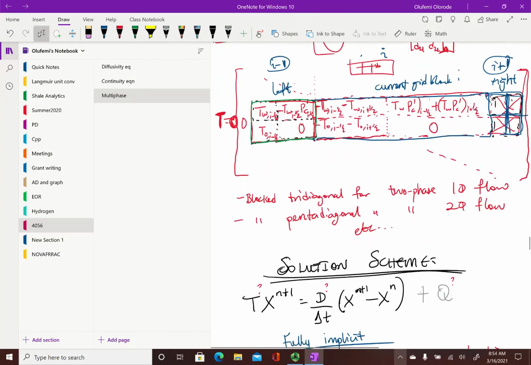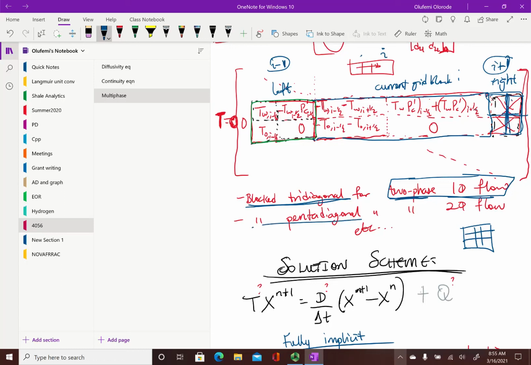And then for those that love to implement this in code, it's pretty much laid out for you. So for two-phase 1D flow, which is what we just did now, what you have is a blocked tridiagonal system. What if it's 2D? You get a blocked pentadiagonal system.